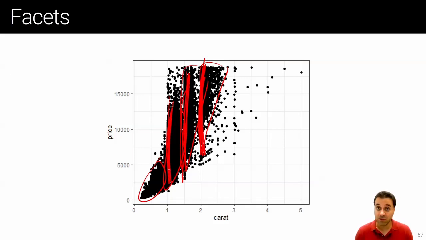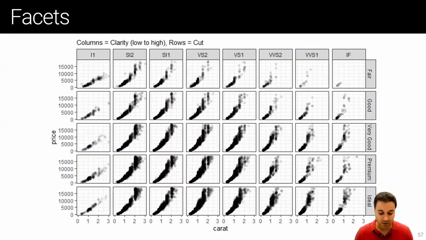Well, let's look into facets. What facets can we look into? So in this case, we're going to look into the clarity and the cut of the diamonds. So over the rows, we have the cut. So the cut is anywhere from fair to ideal. So down here at the bottom, we have the best cuts, and the columns correspond to the clarity. So we go from low clarity over here to very high clarity over there. And then immediately we see relationships, right? We see things that change by cut or by clarity.